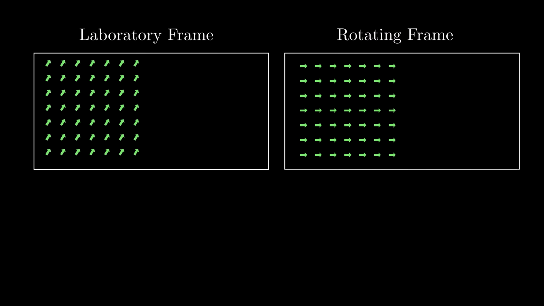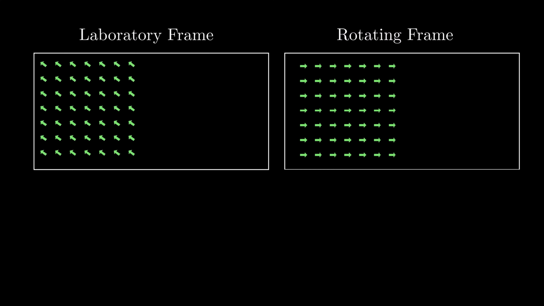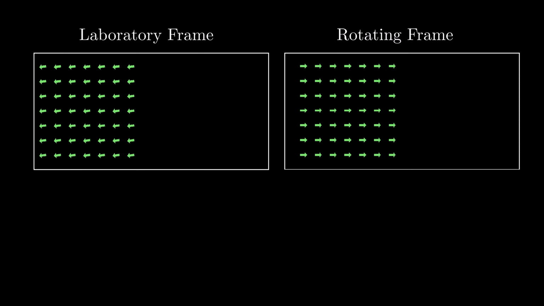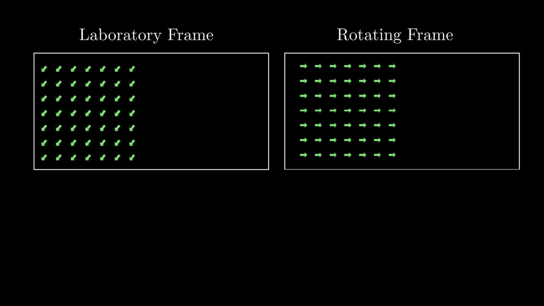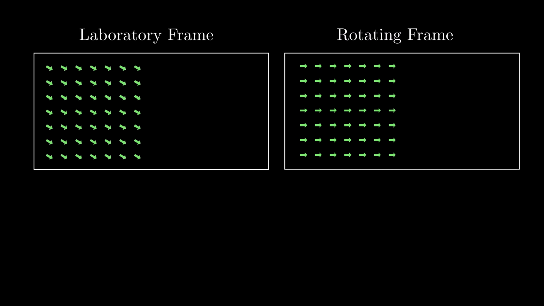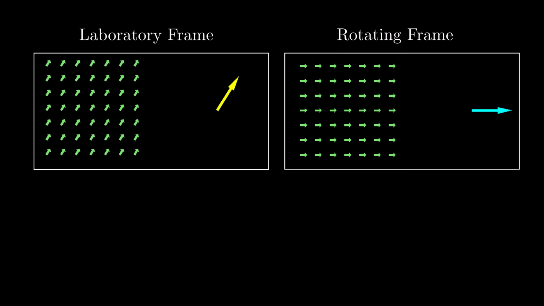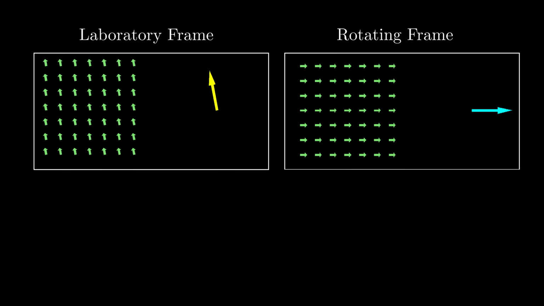Imagine I have a collection of excited spin magnetic moments in space. I'll show both the laboratory and rotating frame representations. They're all precessing in phase at their Larmor frequency in this magnetic field following excitation, and the detected signal from the sample will be the vector sum of all precessing spins. So I'll show these vectors as well for each frame of reference.